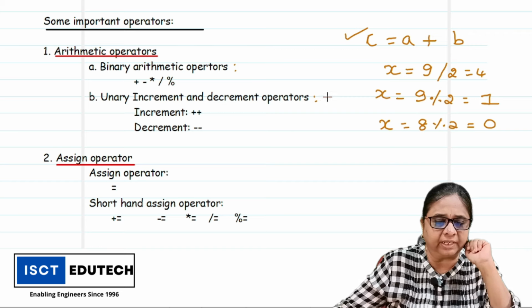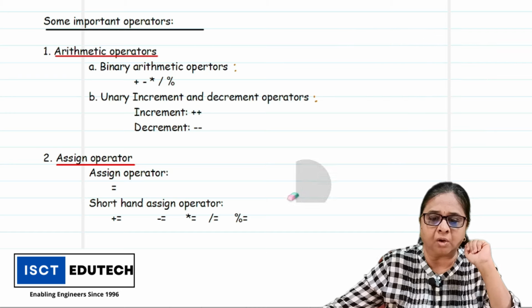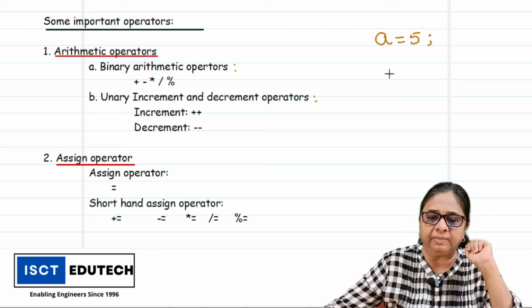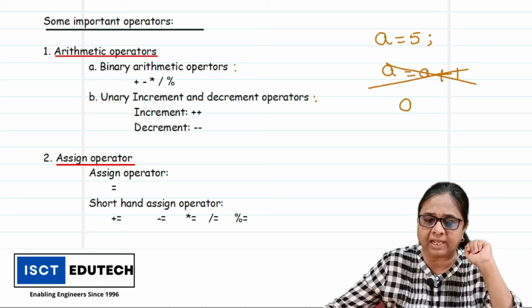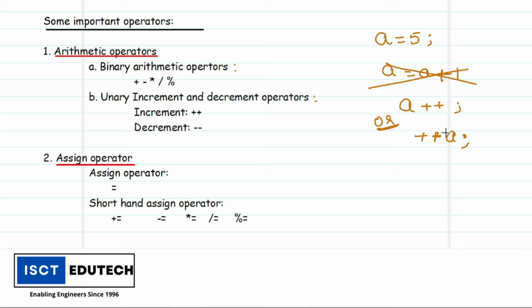Then next is the unary increment and decrement operator. It is called unary, ++ and --, because they need only one operand to work with. For example, if A = 5, I want to make A as 6. So generally we say A = A + 1. That means take 5, add 1 and assign the result back to A. But this in short can be written as A++. Notice only one operand is there. Or you can also write it as ++A. It means increment the value of A by 1 or add 1 to A. A, which is 5, will become 6.